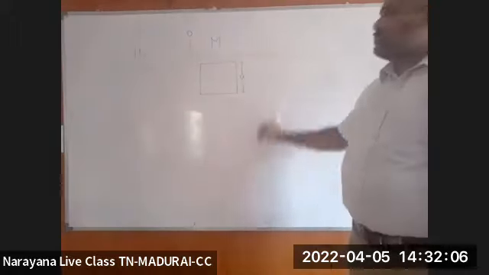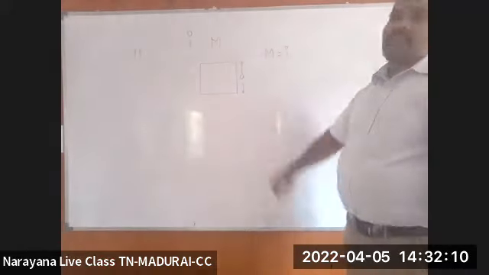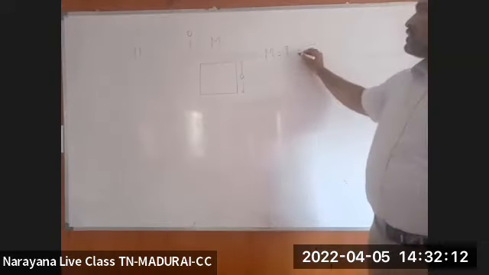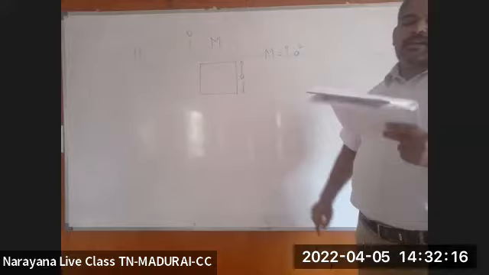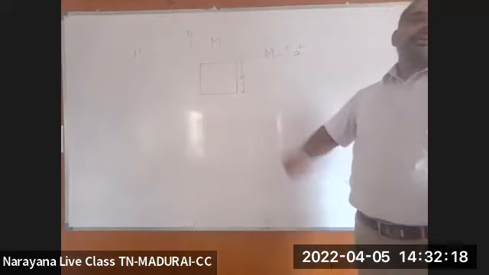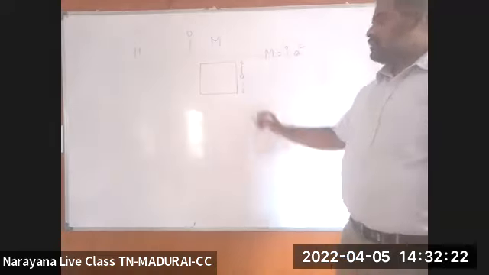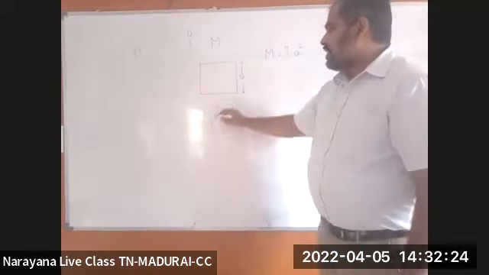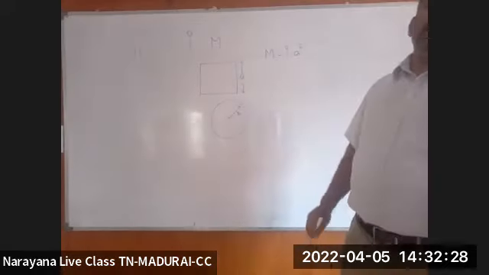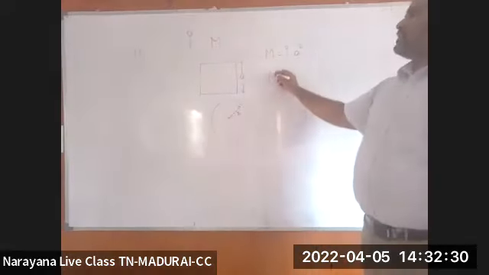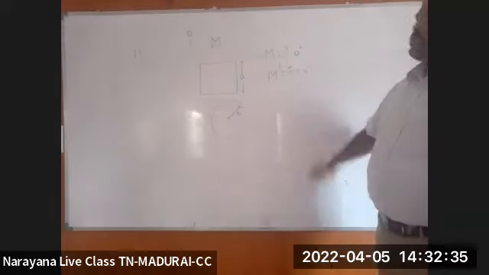Now tell me, what is the magnitude of the moment of this square loop? I into area. What is the area? Small a square. Next, as per the data, we converted it into a circular shape wire. I will assume the radius is small r. What is the new magnetic moment of this circular loop? I into pi r square.